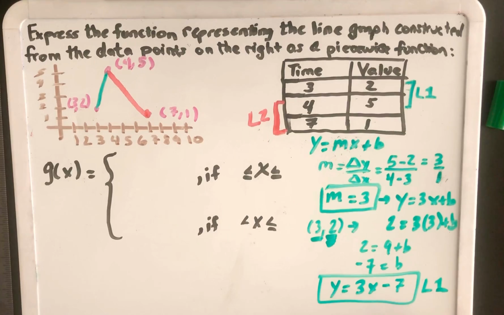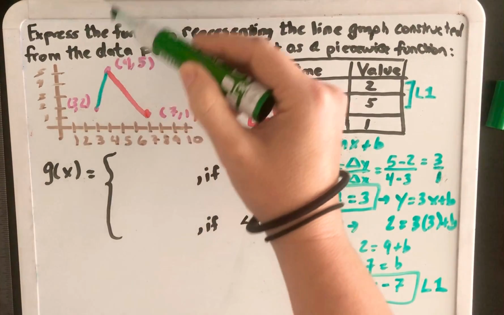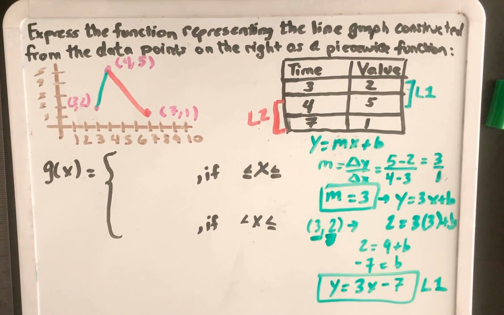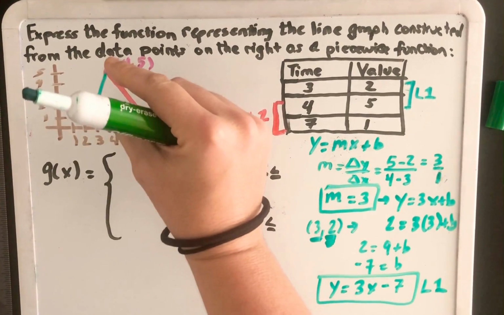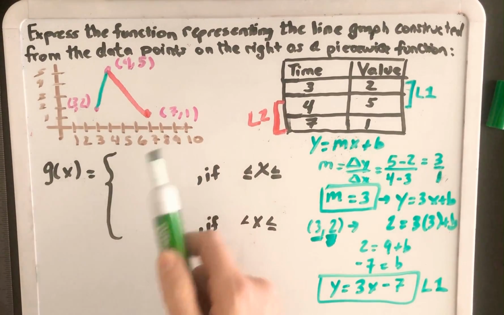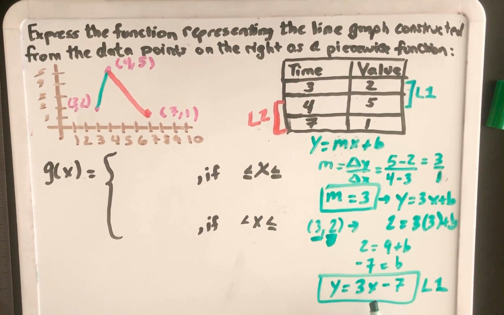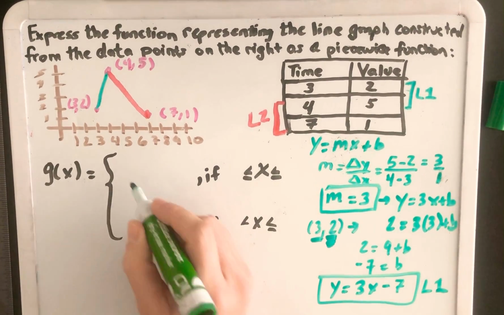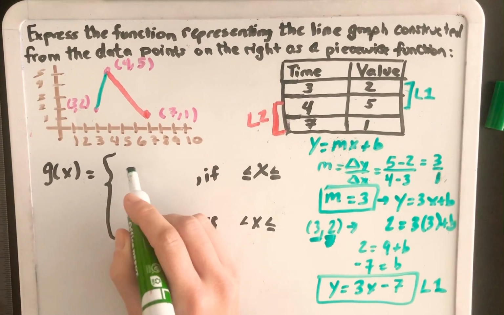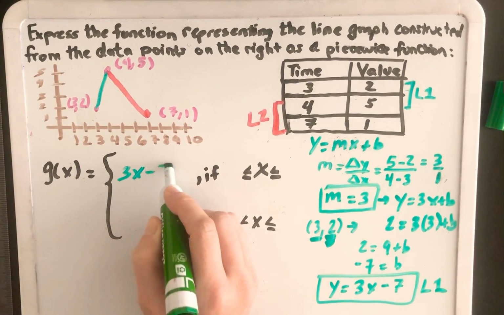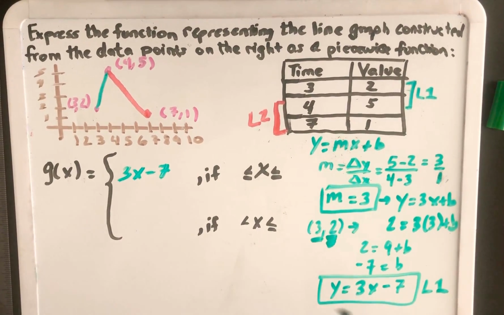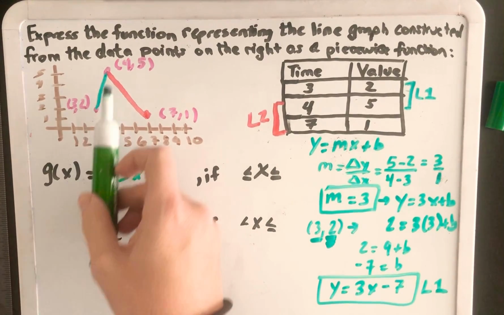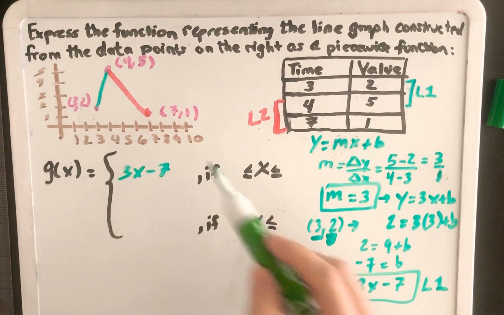Now that line 1 doesn't continue, right? Normally it would continue forever and ever, but it is forced to just be a segment because of this line graph stopping at (4, 5) and then continuing as a different line. So we need to make sure we tell the reader when this line occurs. So we can say, okay, yes, the line g of x, the output, is 3x minus 7, but only under certain conditions. Under which conditions? Well, between this x value and this x value of 3 and 4.